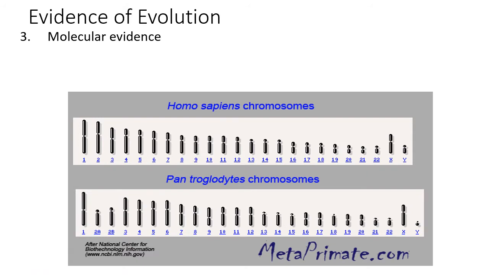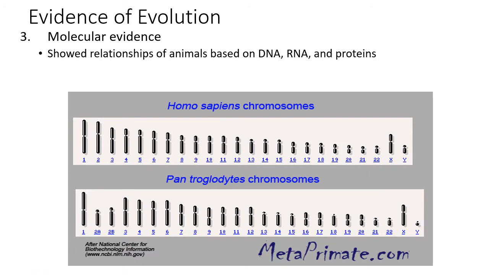We have molecular evidence, as I mentioned before: DNA, RNA, proteins. These things can now be used in comparative models to understand relationships between organisms, what organisms have a common ancestor, and how long ago that happened.